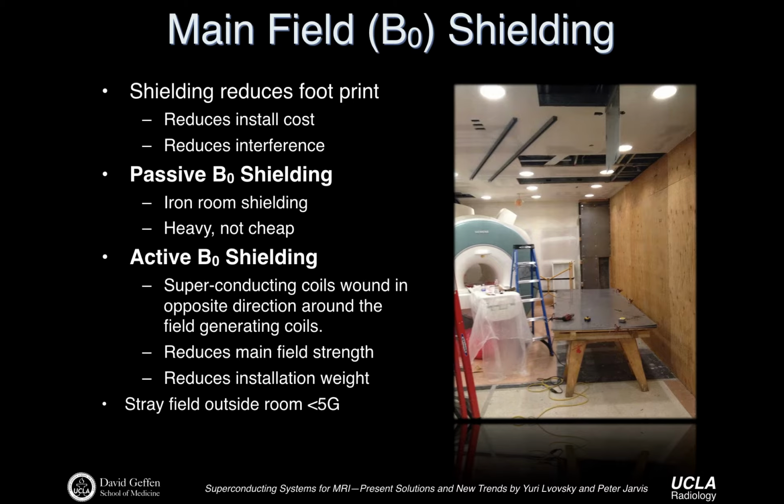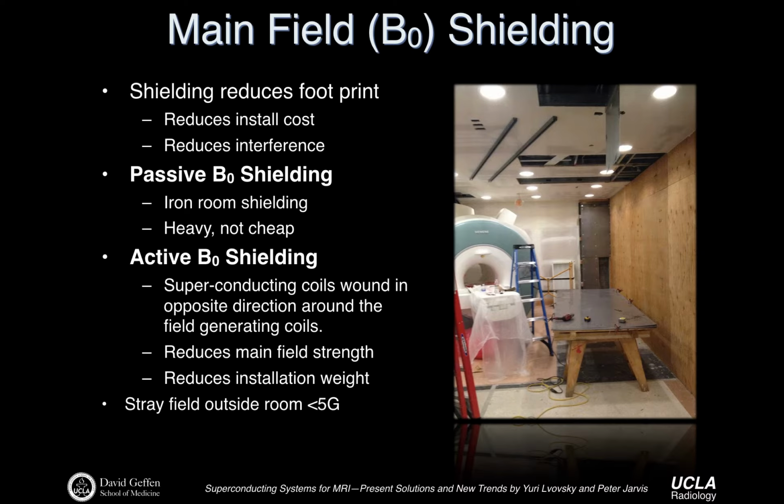So they have additional superconducting coils wound in the opposite direction to the B0 field, and they can use that to shape the external field as well, and so push the magnetic field strength down. It will hose, obviously, the main B field strength a little bit, so you've got to play this optimization game between the two. It will increase the weight of the scanner, though it reduces the weight of the room shielding.